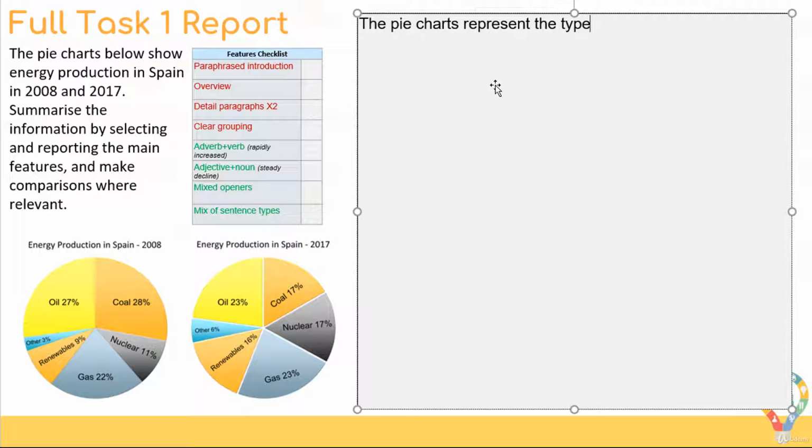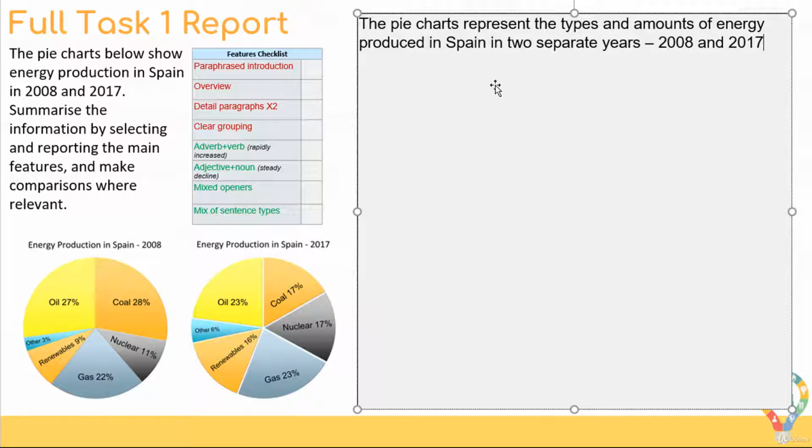the types and amounts of energy produced in Spain in 2 separate years. And I might add a hyphen just to change my grammar somewhat. 2008 and 2017. So that is my introduction paragraph complete.